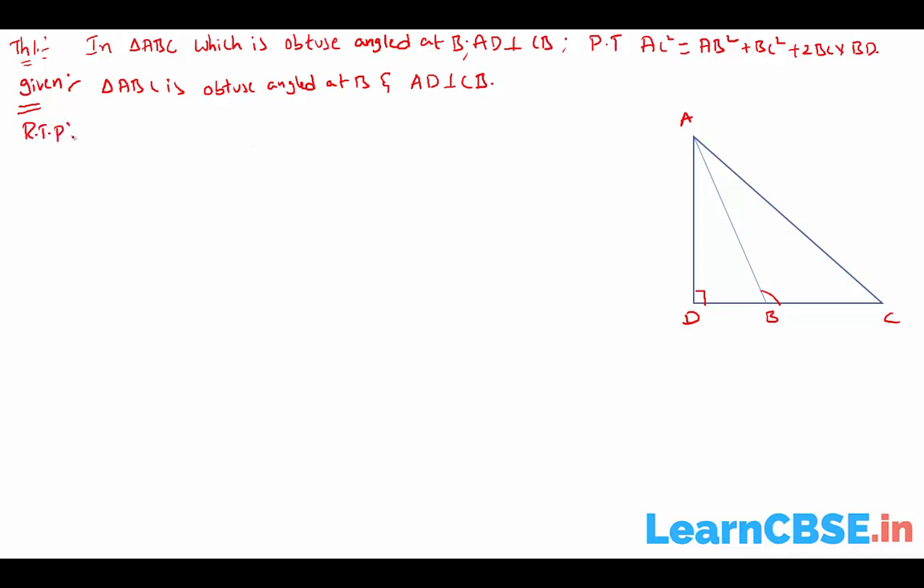So required to prove AC square equals to AB square plus BC square plus 2BC into BD. Okay, now proof.